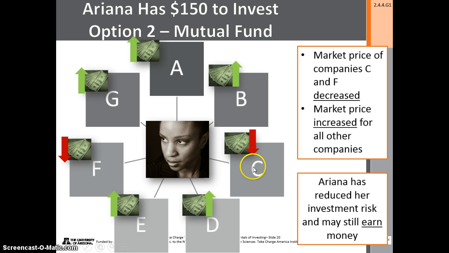So she's kind of put several eggs in several baskets so that she has a little bit more to gamble with. So she can actually make some money on A, B, D, E, and G and lose money only on C and F.